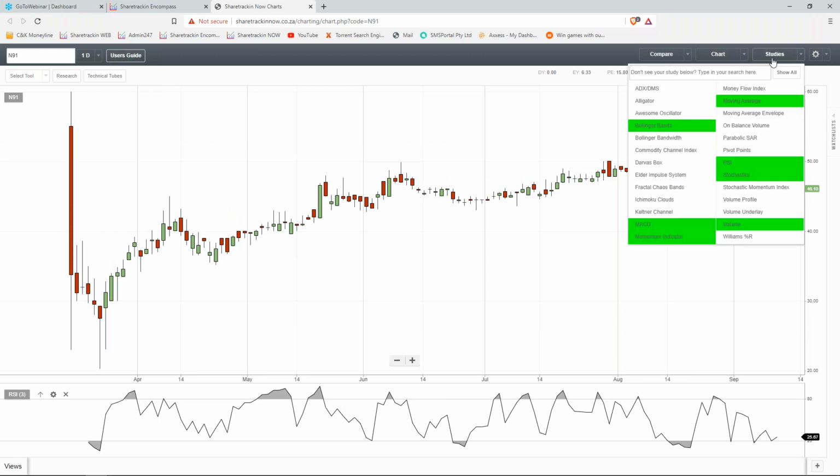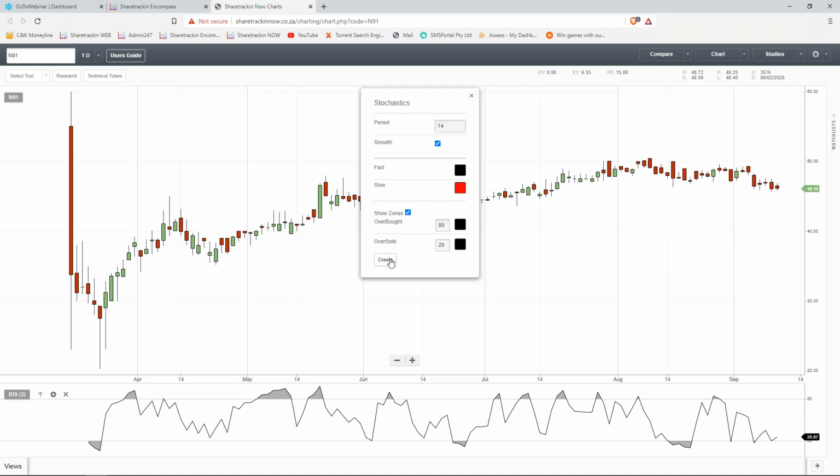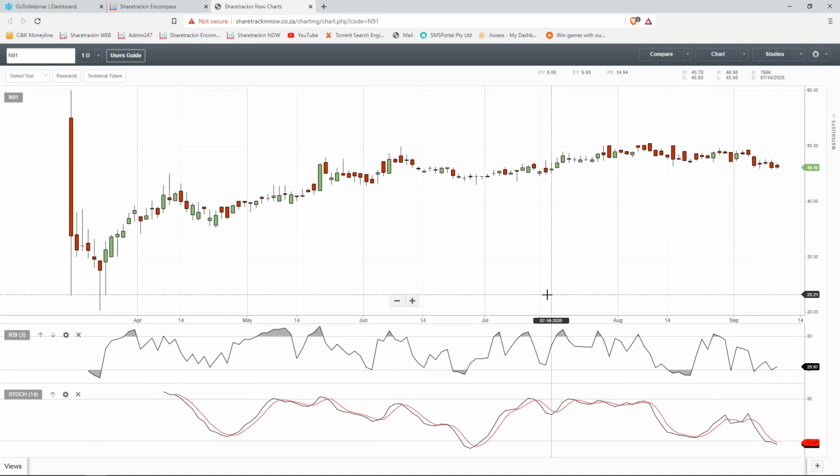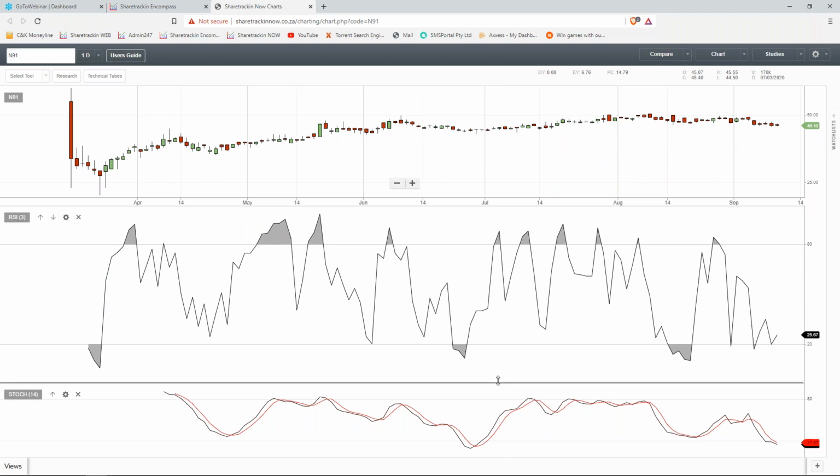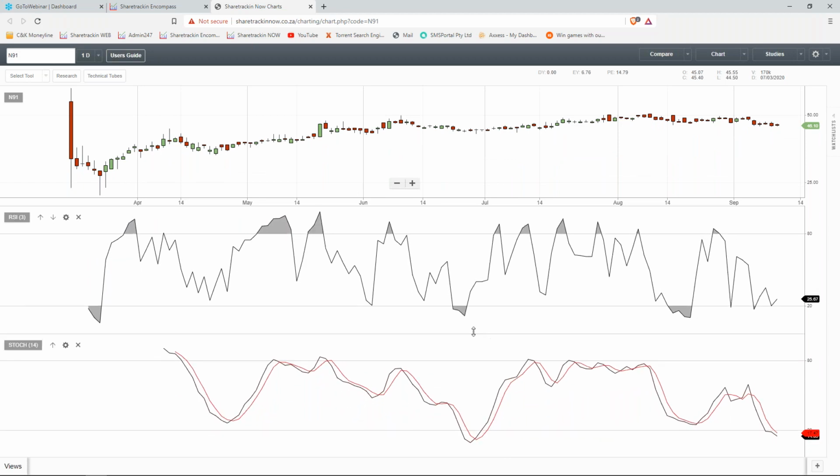All right, so the next one we're going to add is the stochastic. Once again, we're going to go to studies, stochastic, and create the stochastic. Now, these two work really well together. So I'm just going to enlarge them so that it's easier to see them.